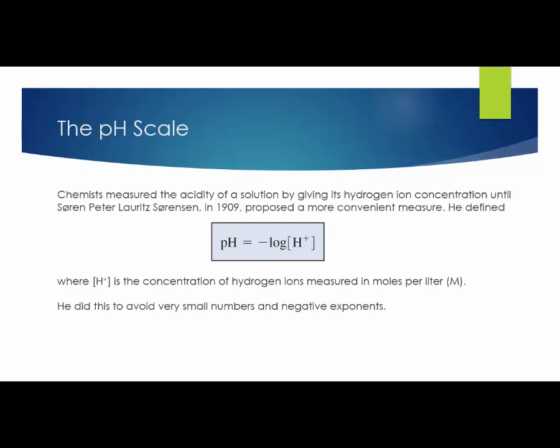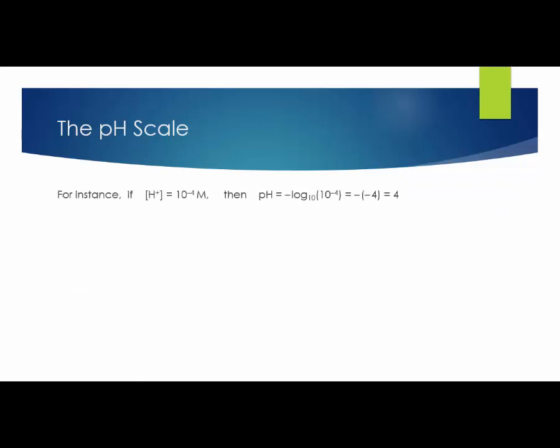Chemists measure the acidity of a solution using pH, and that is a logarithmic scale. H plus is the concentration of hydrogen ions measured in moles per liter. Using this, you can avoid small numbers and negative exponents. Let me show you what I mean. For instance, if that hydrogen ion concentration is 10 to the negative fourth, then the pH is the negative common log of 10 to the negative fourth. So it's negative negative 4, or just a nice positive 4.